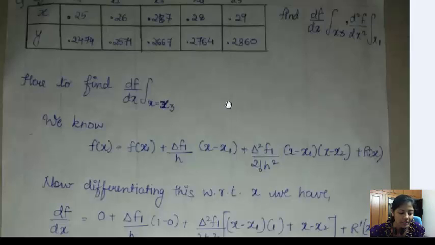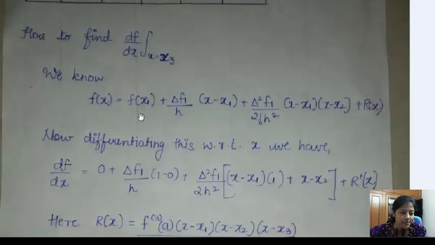Okay, so when the value of a function is given at different points, we can write the function f(x) as f(x1) plus forward difference of f1 by h into (x minus x1) plus second forward difference of f1 upon factorial 2 into h square into (x minus x1) into (x minus x2) plus R(x), where R(x) is the relative error.